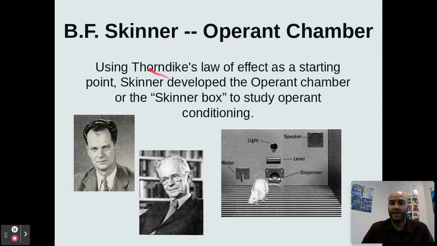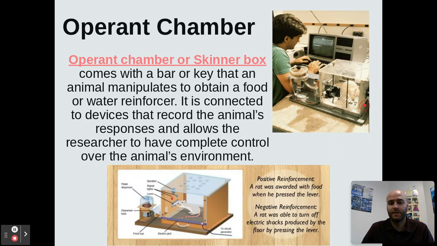Building upon Thorndike's research was a man by the name of B.F. Skinner, and he created an operant chamber using Thorndike's law of effect as a starting point. He developed the operant chamber, which can also be called the Skinner box, to study operant conditioning. So he's going to take it a step further with his Skinner box.